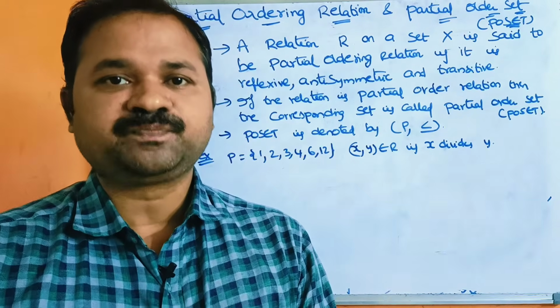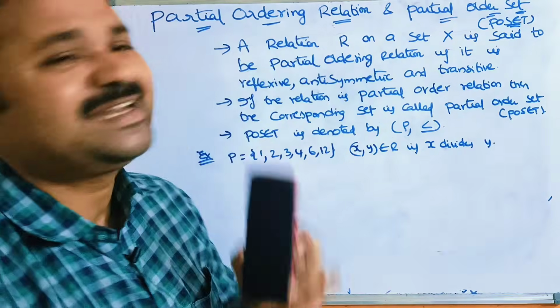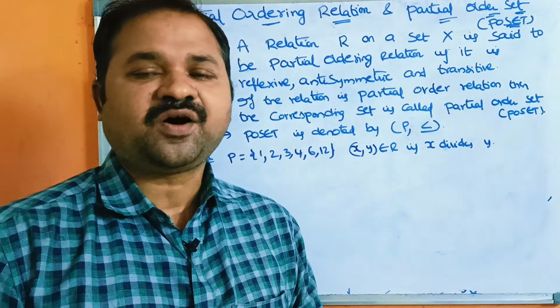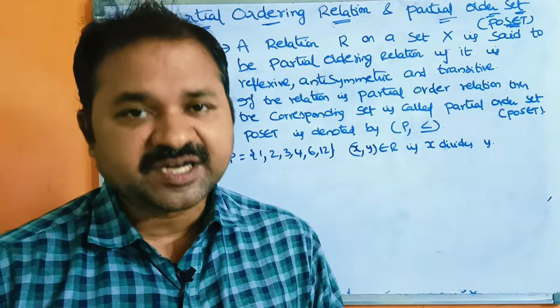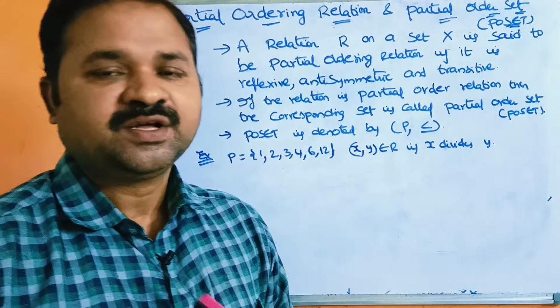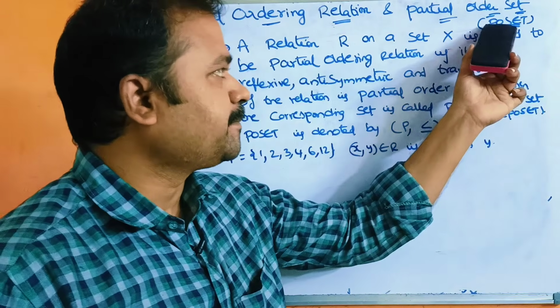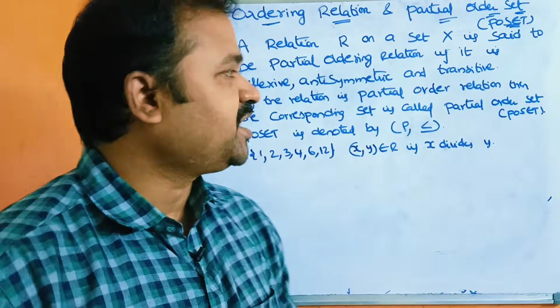In this video, we are going to discuss partial ordering relation, which can also be called partial order relation, and partial order set. In short, we can call it POSET. So in POSET, PO stands for partial order.